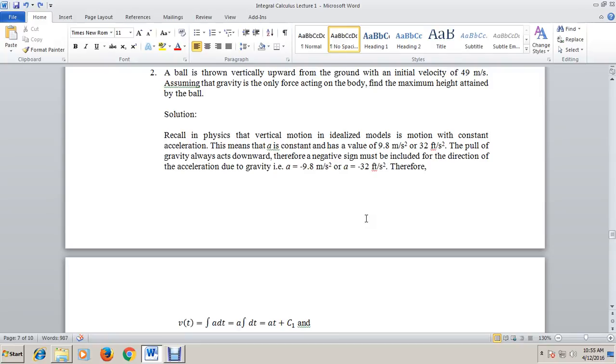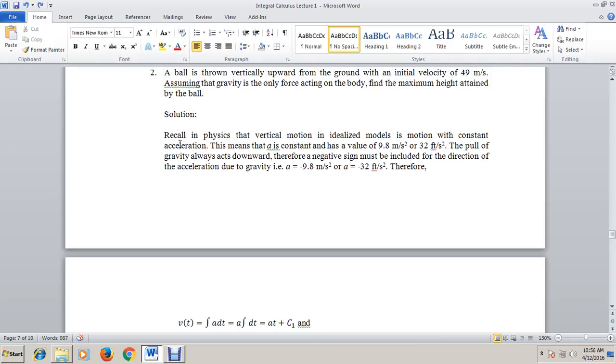Now, this particular problem is a bit difficult because you need to recall particular concepts in physics in order to arrive at a very coherent solution. Now, I have written down the following statements that are needed in order to answer this particular problem.